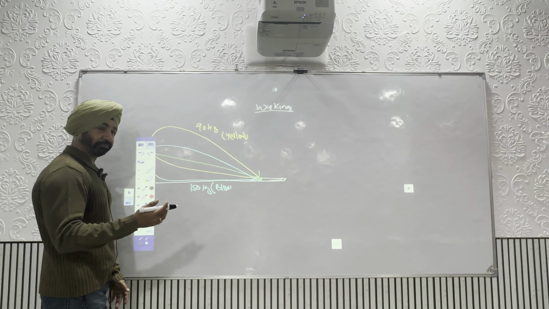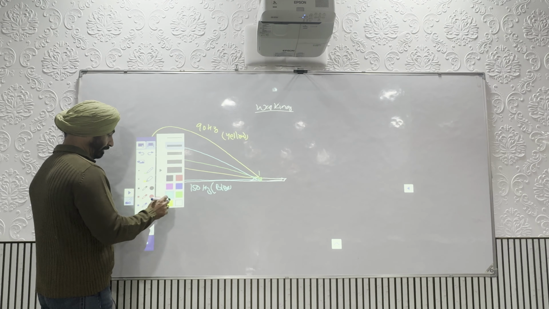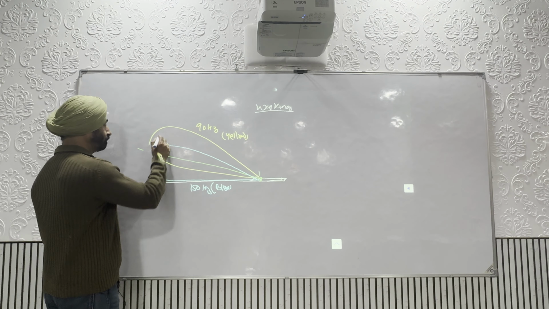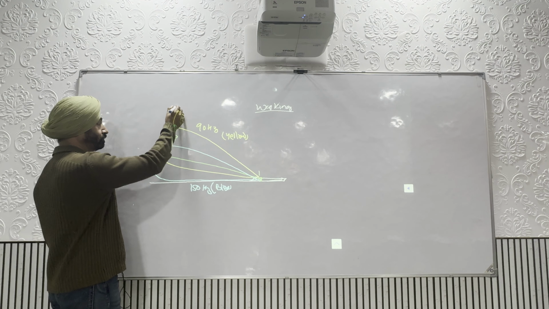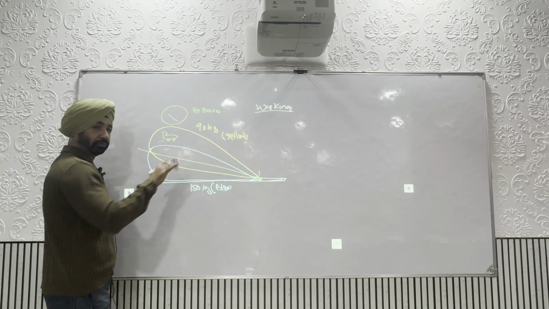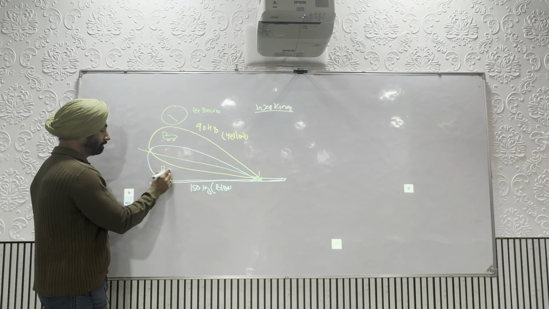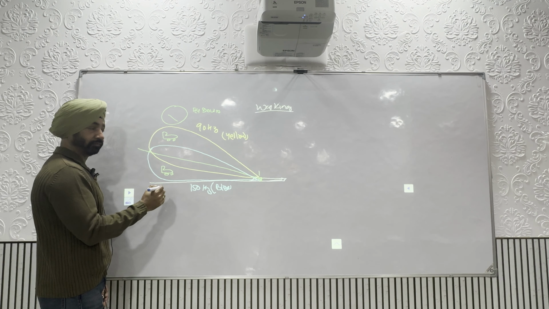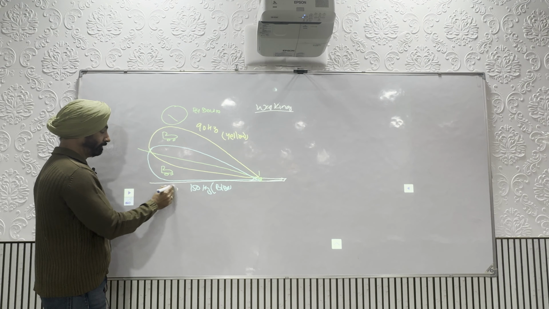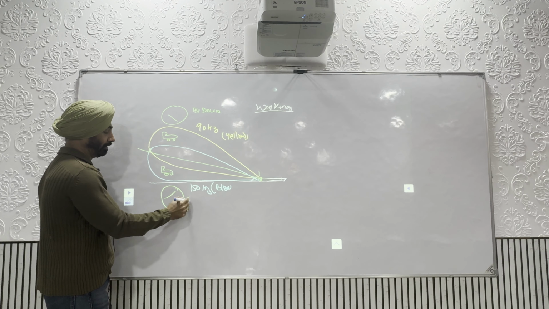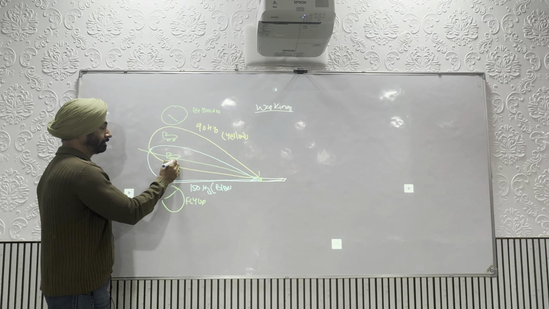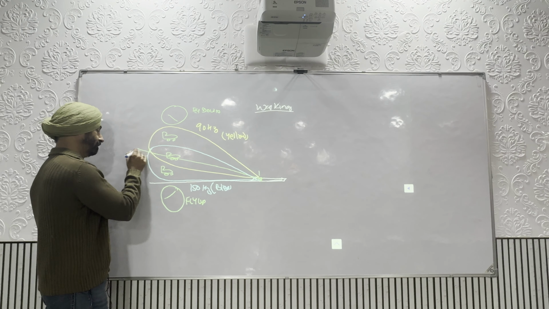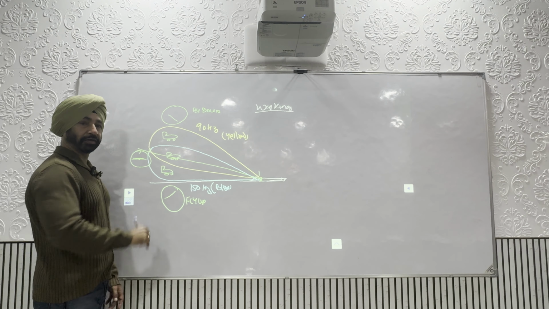Now it is a very simple logic. If you are above the glide slope, you will receive more of 90 hertz, so you will get the indication fly down. If you are below, you will receive more of 150, so the indication will be fly up. And if you are on the extended glide slope, it will be perfectly horizontal.